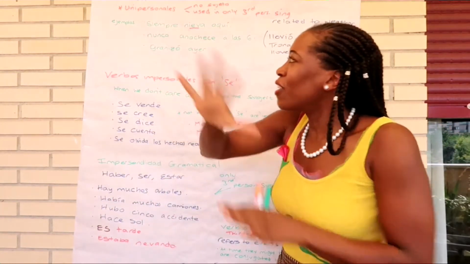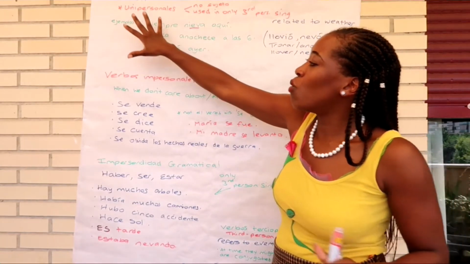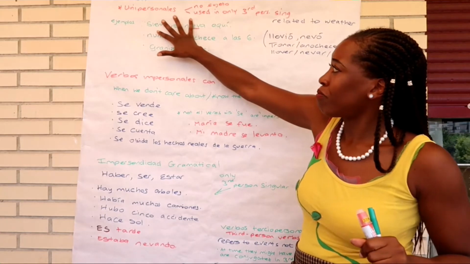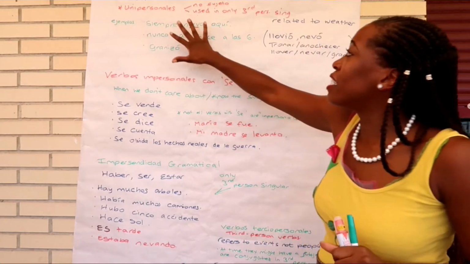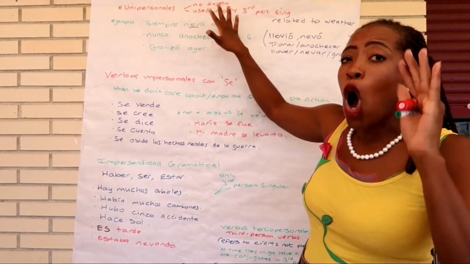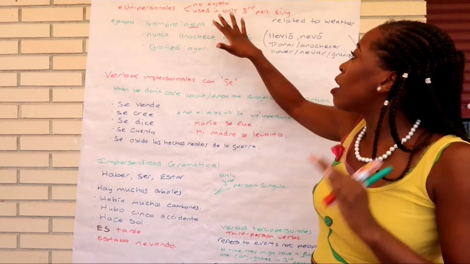Okay, so right, let's look at the ones I've got. You're going to see these sort of words being thrown around. Unipersonal, impersonales means there's no subject, as I just said. Okay, it's used only in the third person.